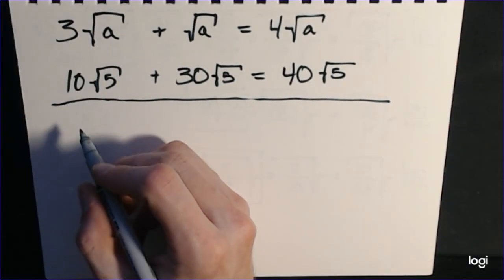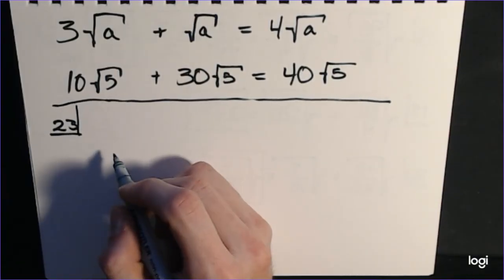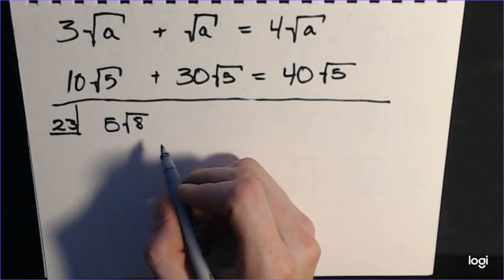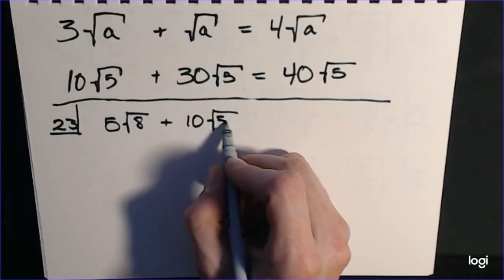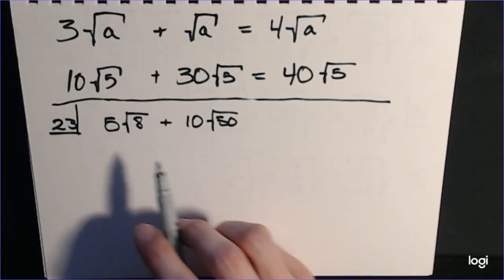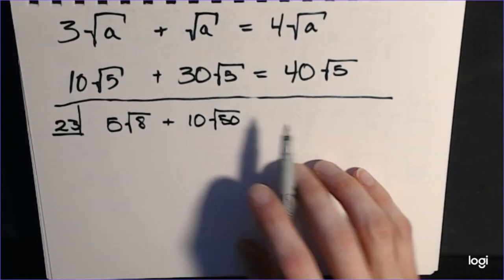So I'm going to start by working number 23 to give an example here, which is 5 times the square root of 8 plus 10 times the square root of 50. So we have the square root of 8, the square root of 50. These are dissimilar. Therefore, we can't say 5 plus 10, this is 15.